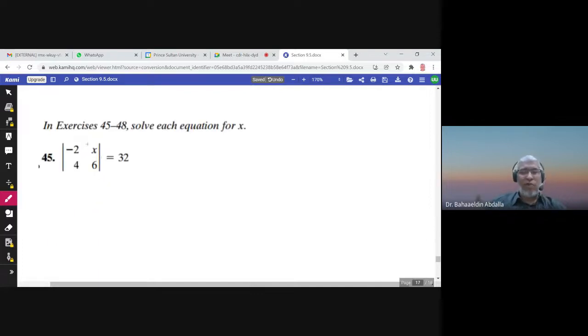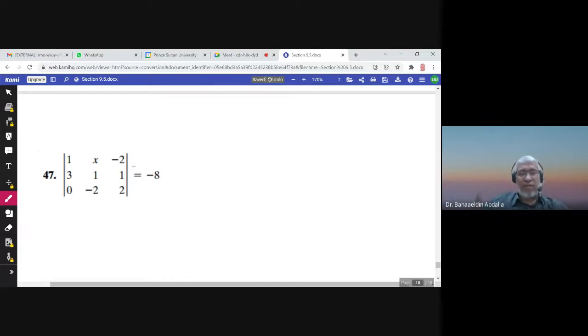Solve for x. Well, this is a determinant. How to evaluate the determinant? Negative 2 times 6 is negative 12 minus 4x equals 32. This is an equation. You solve it and find the value of x. 32 plus 12 is 44. So x would be 44 over negative 4. That's negative 11.